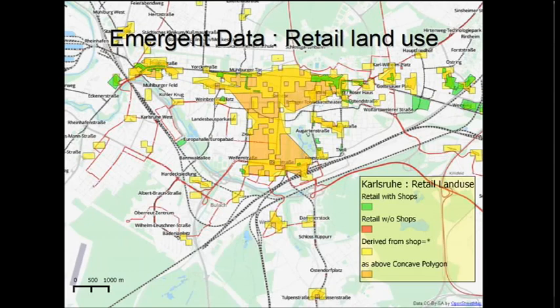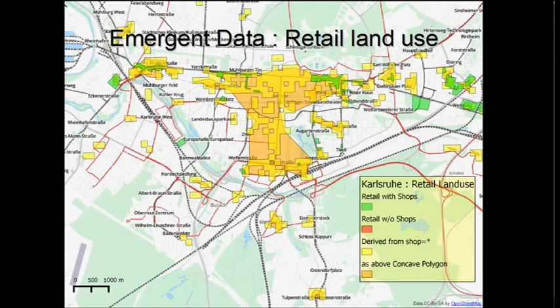slightly darker ones. And then at the last stage, what I did is I found all the shops and put a concave hull around them to get some kind of polygon. But the end result of these is much less attractive, much less useful than if you actually went and drew a retail land use polygon yourself.